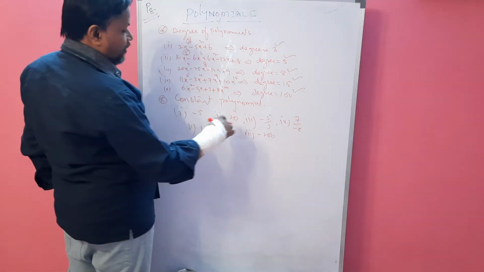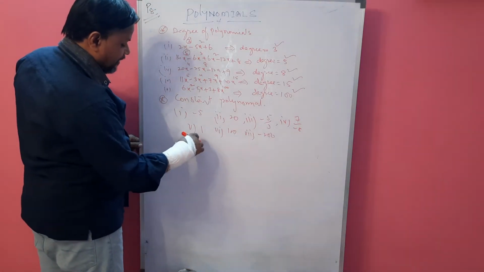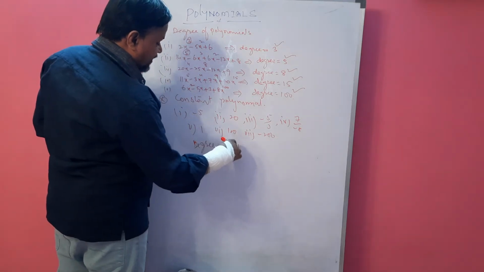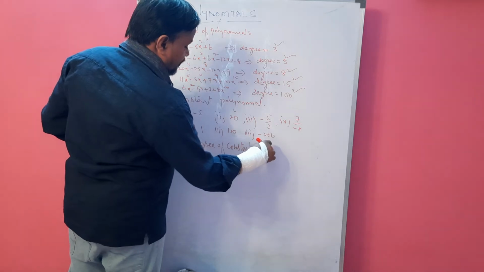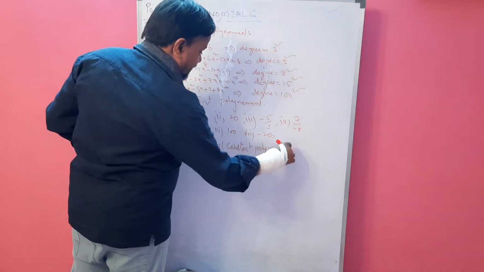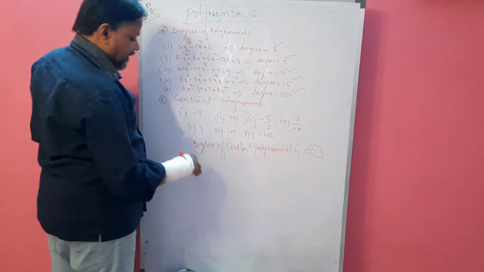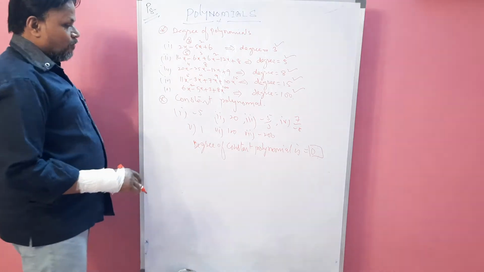So these are the constant terms where variable is not there. This is called constant polynomial. Remember that degree of constant polynomial is always equal to 0. Degree of constant polynomial is always 0.